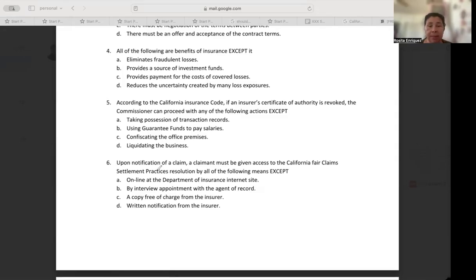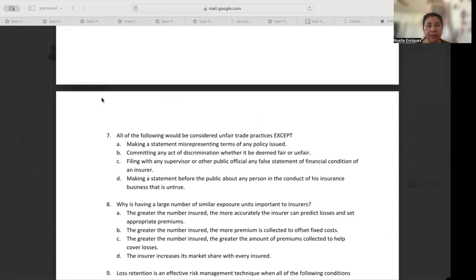Number six is, upon notification of a claim, a claimant must be given access to the California Fair Claims Settlement Practices regulations by all of the following means except the interview appointment with the agent of record. So there cannot be an interview appointment. All right, let's proceed to seven.